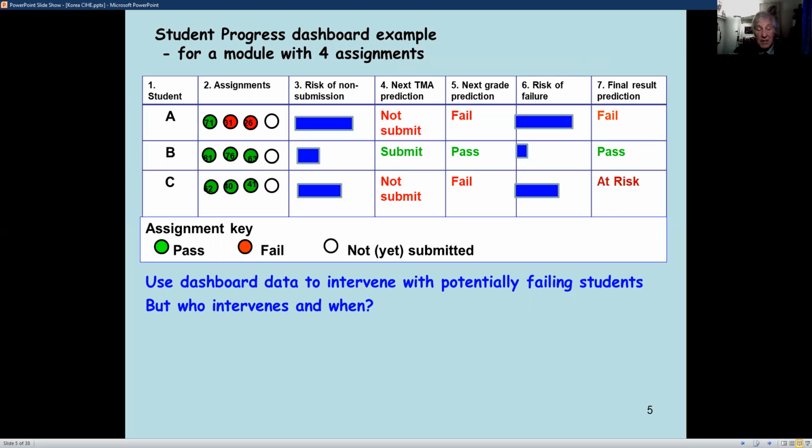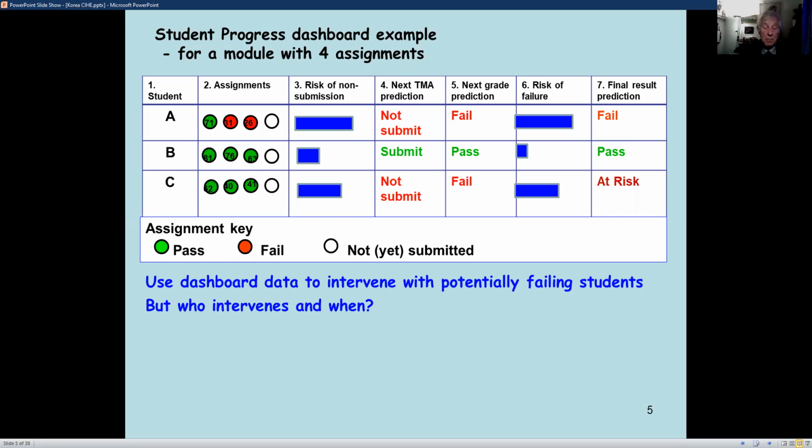Based on the data analysis of previous results, you can see that the dashboard suggests that student A has failed 2 assignments, that's column 2, and has a very high risk, therefore, of not submitting the last assignment, column 3. So student A is very likely to fail the whole module, column 7.